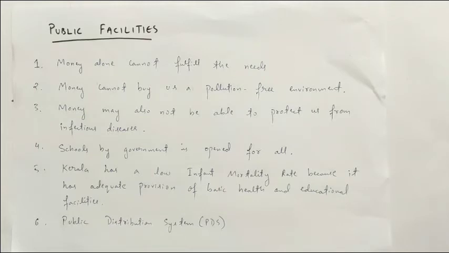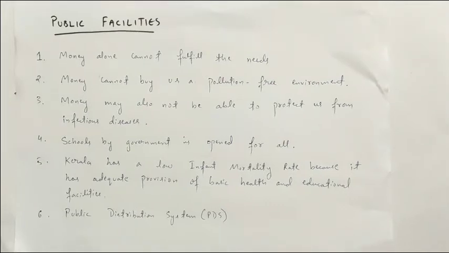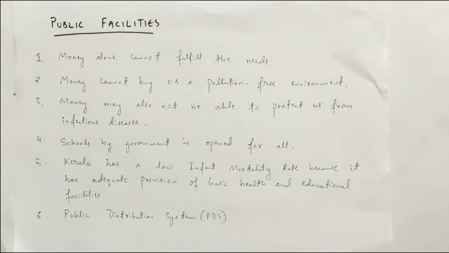One of the steps taken by the government is to open schools. As we have seen in the table, why do you think Kerala has a low infant mortality rate? It has a low infant mortality rate because it has adequate provision of basic health and educational facilities. And the other provision given by the government is the public distribution system. It is also known as PDS. It is the food security which provides food at a lesser price than the market so that no people can die out of hunger in a country. One example of the public distribution system is the fair price shop.